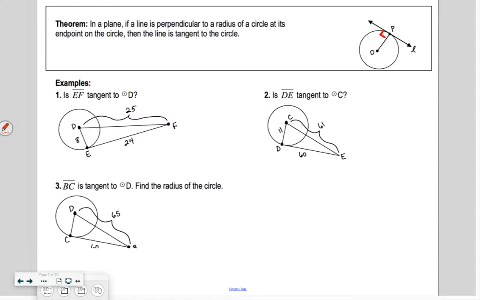So here we go. Number 1, is EF tangent to circle D? We want to know if EF just touches this in a single point or if it's going to intersect again. Based on the drawing, it looks like maybe it is, but how can I see if this is a 90-degree angle right here?